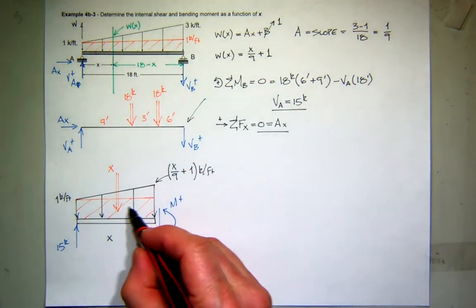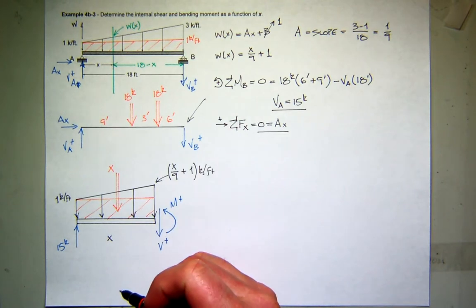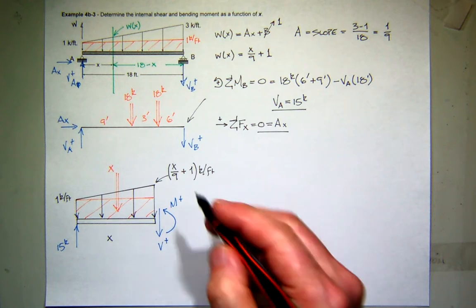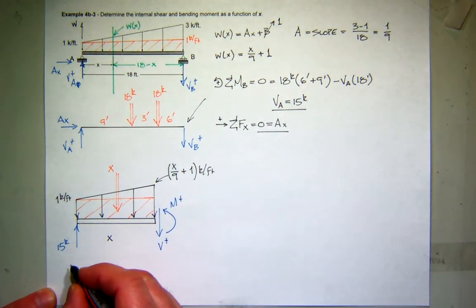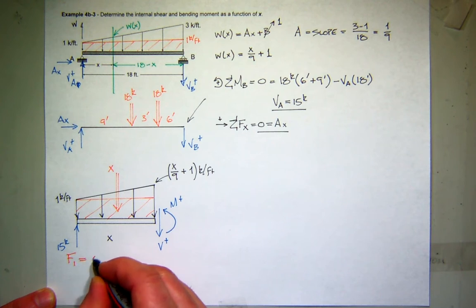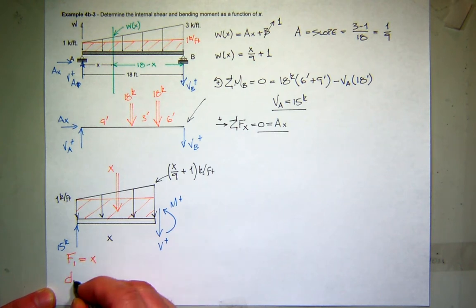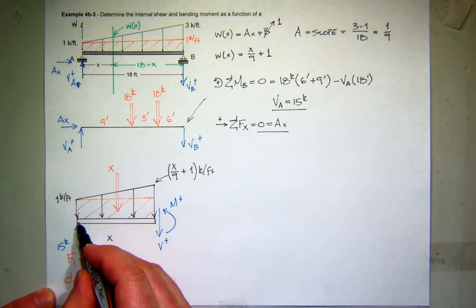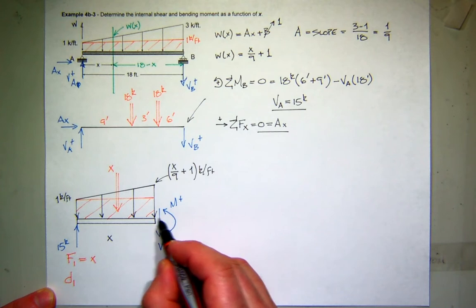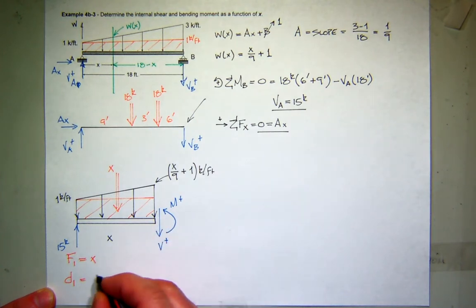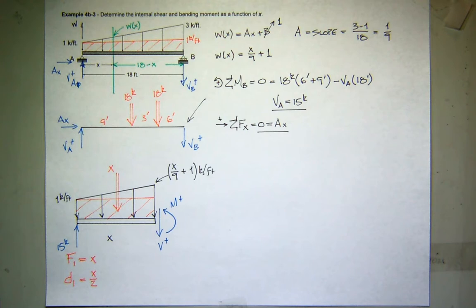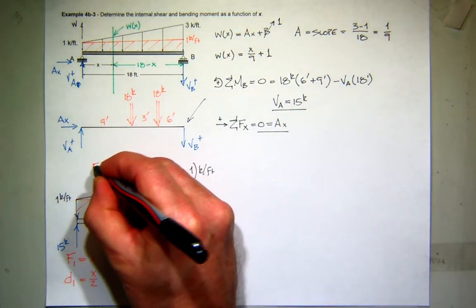And what's the distance between here? It will be at x over 2. Everybody see that? So I'm going to come down here and make a little accounting of that. So the first force, I'll call it F1, will be x. And the distance from the cut to that will be x over 2. So I'll even come back here and say, hey, this is F1.